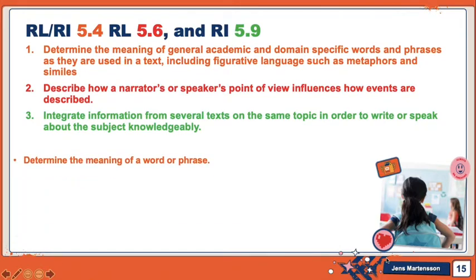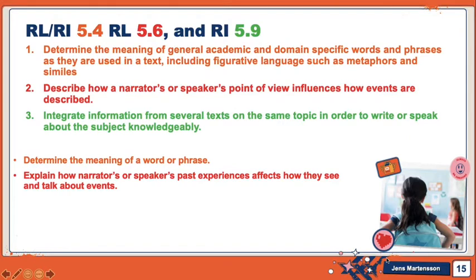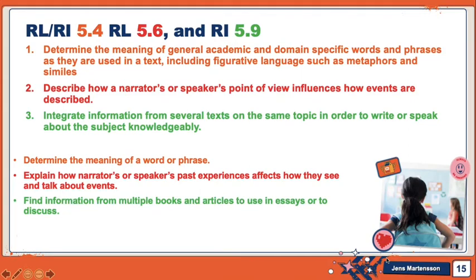So for Reading Literature and Reading Information Standard 5.4, students have to determine the meaning of a word or phrase. That means they have to be able to figure out the meaning of a word or phrase while they're reading it. For Reading Literature Standard 5.6, students have to explain how a narrator or speaker's past experiences affect how they see and talk about events. And for Reading Information Standard 5.9, they have to find information from multiple books and articles to use in essays or to discuss.